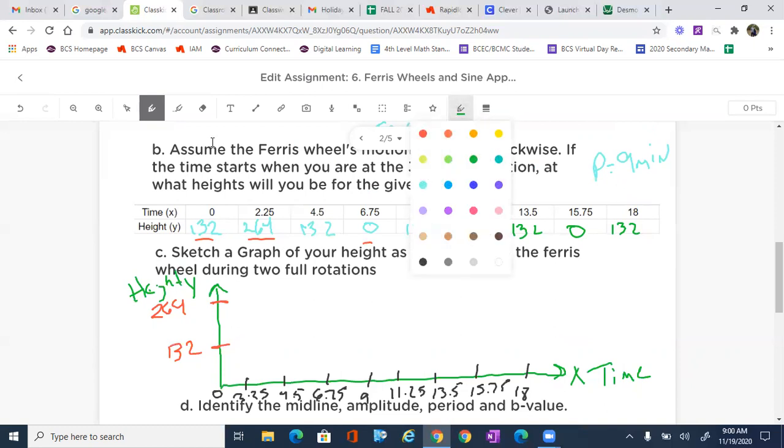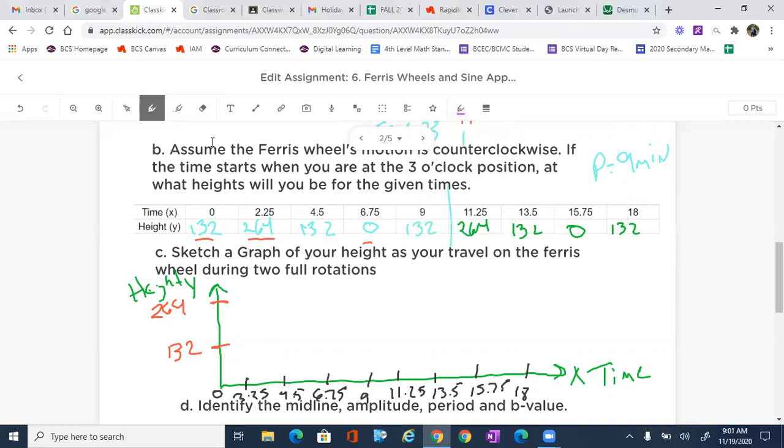Let's go ahead and use a fun color. Let's go with that. Okay, at 0, we are at 132. At 2.25, we are at 264. And we just keep running the data points based off of our table. At 6.75 we're at 0, and at 9 we are back in the middle. Okay, and then we just keep following it out until we have that full graph organized.